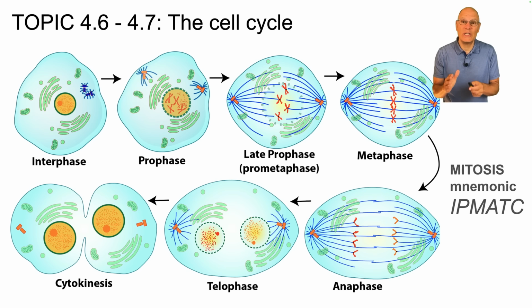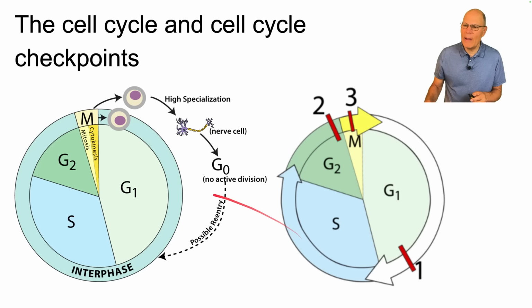Topic 4.6 to 4.7, the cell cycle. This includes the phases of mitosis, which you can remember by the mnemonic, I put my apple there, Charlie, for interphase, prophase, metaphase, anaphase, telophase, cytokinesis. Remember that most of mitosis, everything after interphase, is all just a sliver of the process.